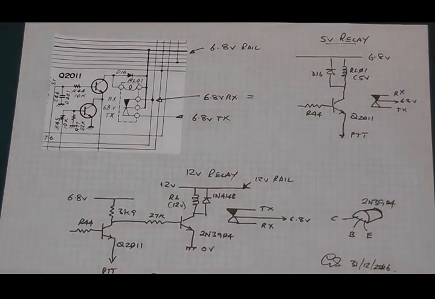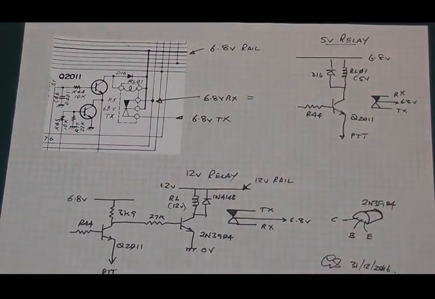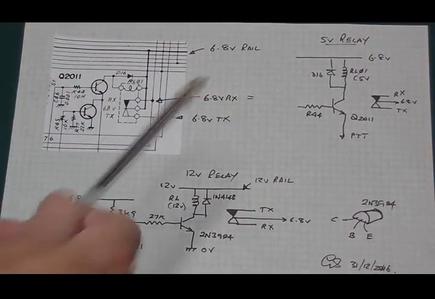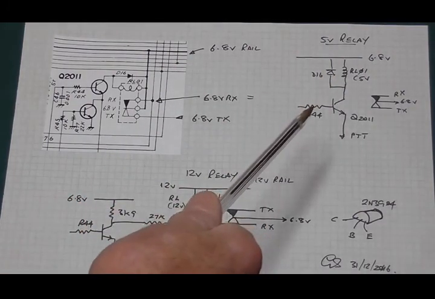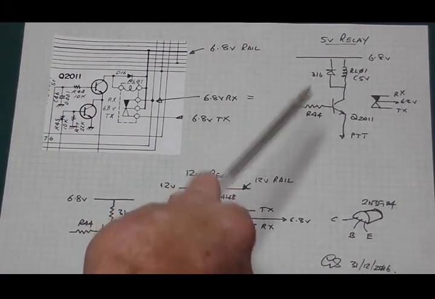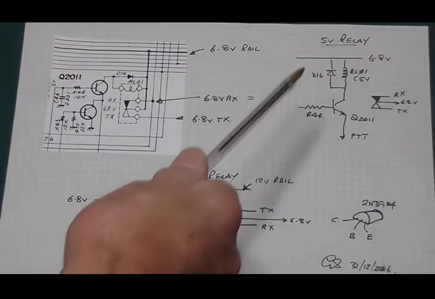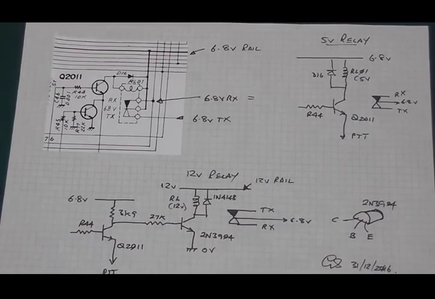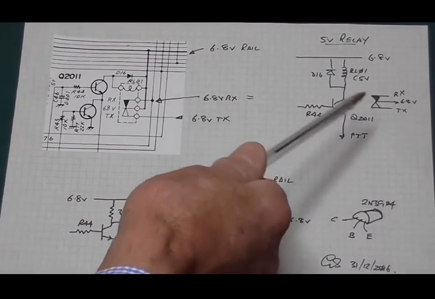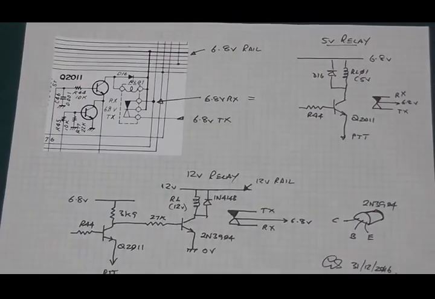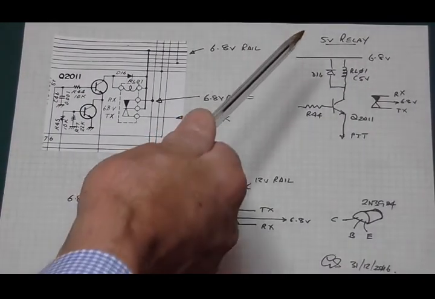Okay, so if we look at the part of the circuit that we're particularly interested in, the relay area, I've sketched it out here showing how simple it is. It's just an NPN transistor with a relay coil in the collector and a protection diode to catch the back EMF from the coil. And the relay contacts then switch 6.8 volts to the TX or RX circuitry as required. It's a 5 volt relay.